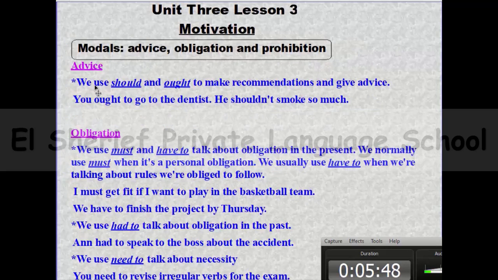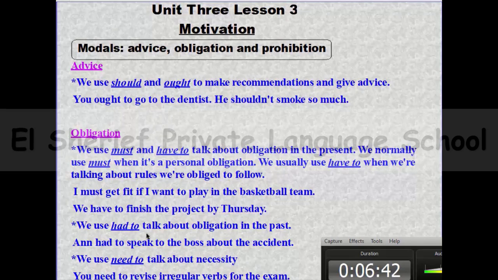So, today we have talked about the advice using should or shouldn't and ought to and ought not to. As we have just said, you ought to go to the dentist or he shouldn't smoke so much. Number two, we talked about the obligation. We use must and have to talk about obligation in the present. We normally use must for personal obligation, but we use have to if we are talking about the rules we are obliged to follow. I must get fit if I want to play in the basketball team, or we have to finish the project by Thursday. We all have to finish the project, not only me.